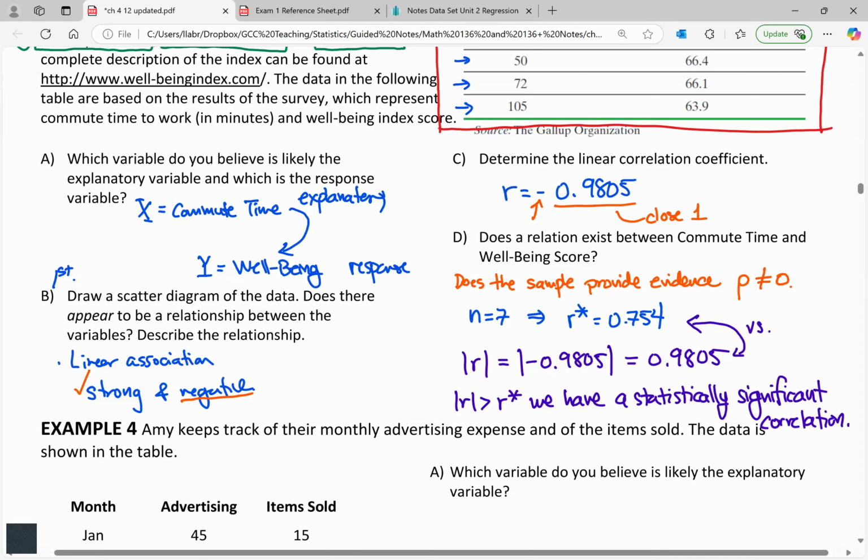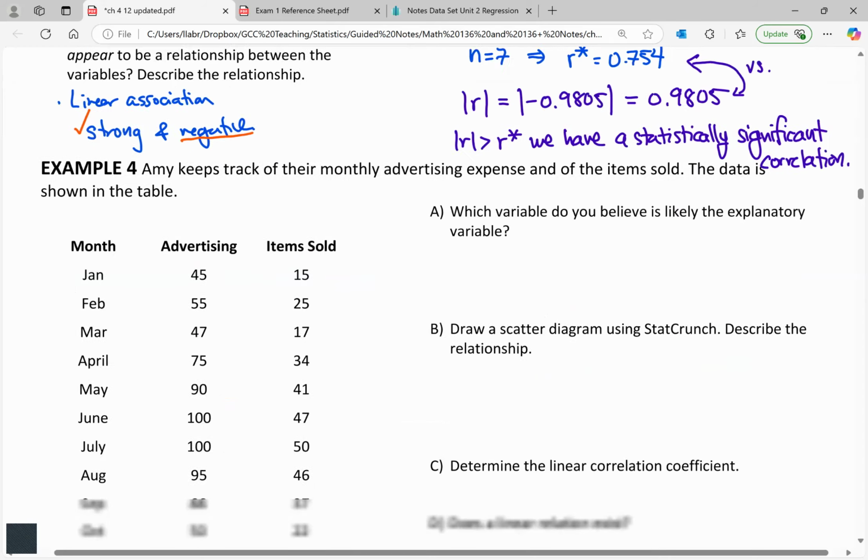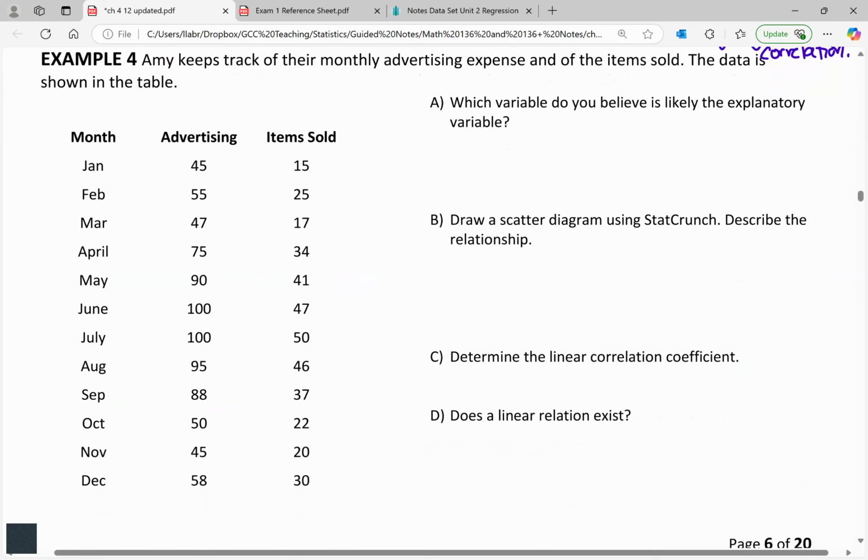All right, there's our first example, and I want you to go ahead and attempt the same thing, but now for this example that tracks the month, the money spent on advertising, and the number of items sold. So go ahead and do part A, part B, part C, and part D.